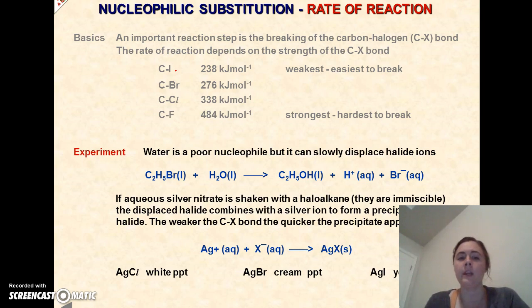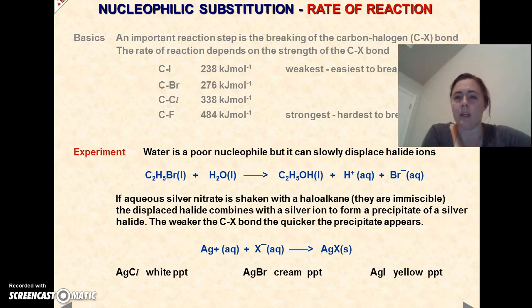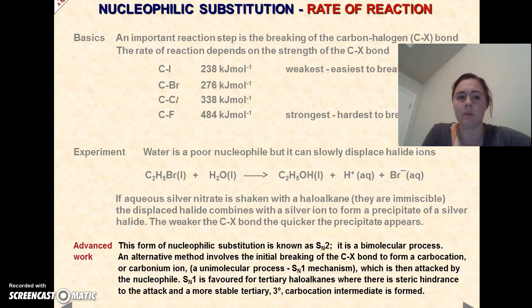Okay, so here is an experiment. These are just talking about a couple different experiments where you can see the replacement of a halogen. But before we get anywhere near that, I want to get to our actual reaction mechanism.